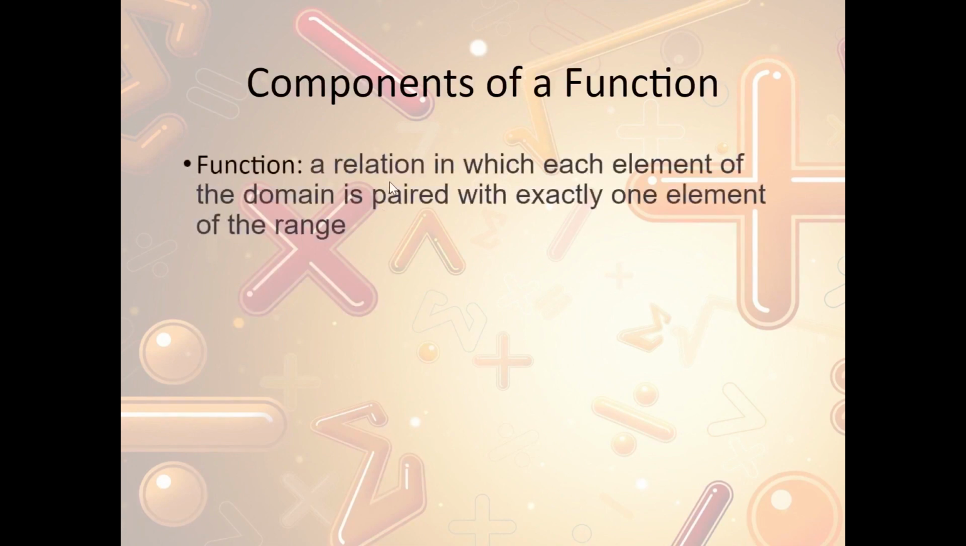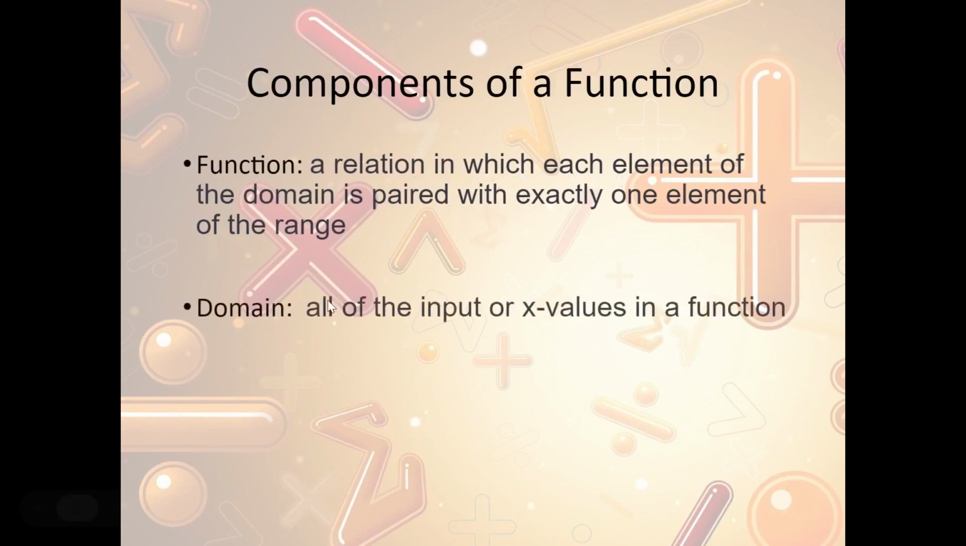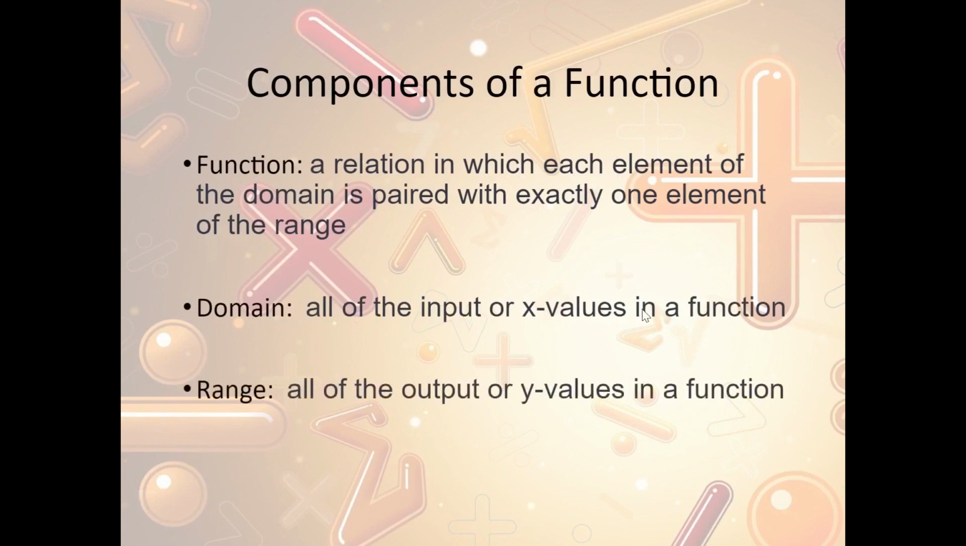A function is a relation in which each element of the domain is paired with exactly one element of the range. The domain is all of the input or x values in a function. The range is all of the output or y values in a function. Therefore, for a function, for every x, there's exactly one y that matches it.